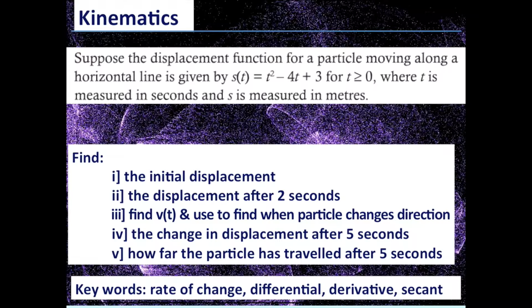So first of all then, find the initial displacement, the displacement after 2 seconds, find the velocity function and use it to find when the particle changed direction, find the change in displacement after 5 seconds, and how far the particle has travelled after 5 seconds. So have a go at that, and then I'll go through that with you.